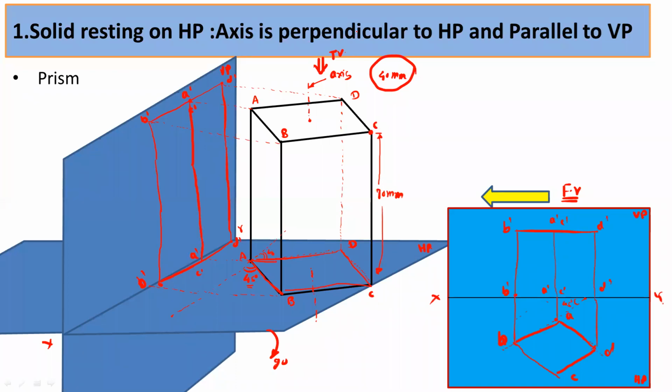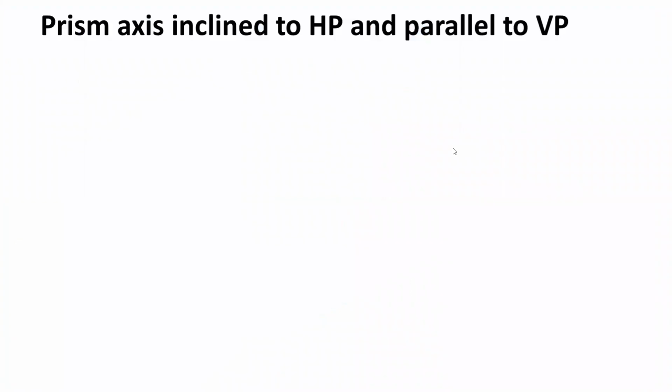Okay. Now we will consider the second condition where the axis of the solid is inclined to HP and it is parallel to VP. We will consider the same geometry, that is a square prism. So we can note down this second condition. The prism axis is inclined to HP and parallel to VP, and the solid is resting on the horizontal plane.